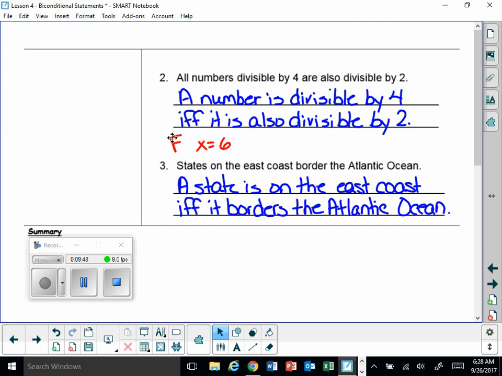At this point, you need to write a summary, 2 or 3 sentences. Be sure you include the definition of a biconditional statement and how to check its truth value.